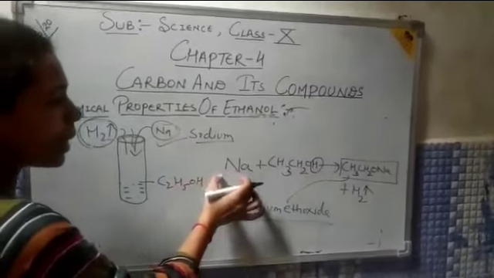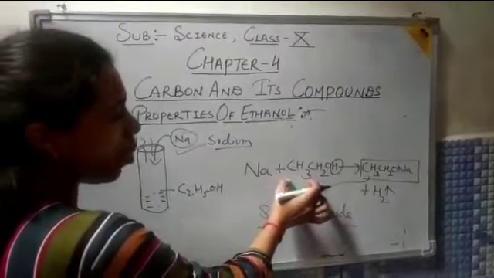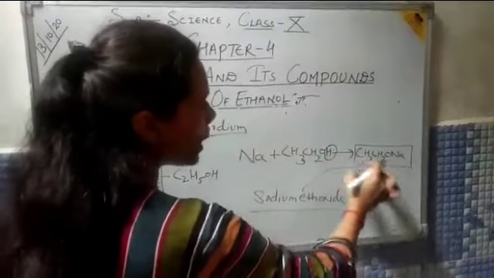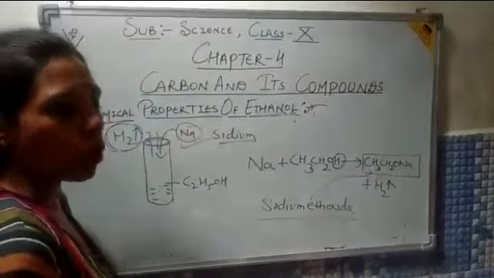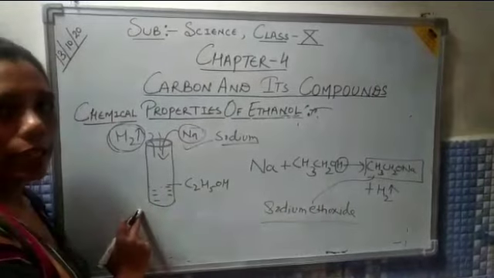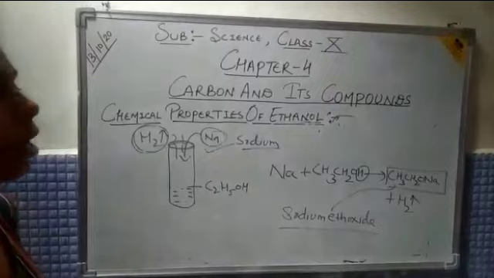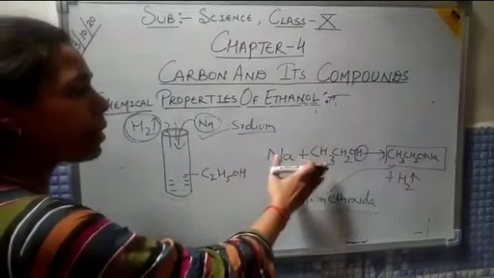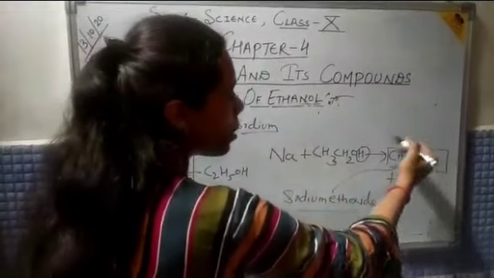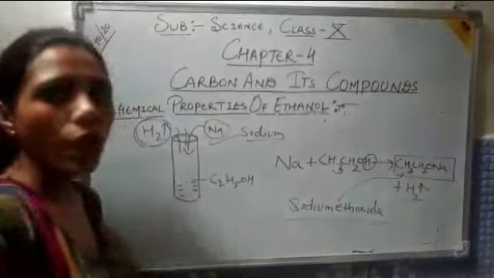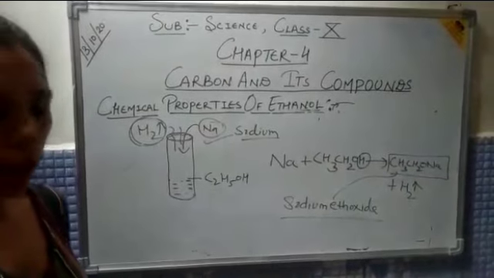When you react sodium with ethanol, what happens? We get one product that is called sodium ethyl oxide, along with hydrogen gas liberated. So you have understood, this is the first chemical property of ethanol. When we add sodium to ethanol, we get the product sodium ethyl oxide along with hydrogen gas liberated. Understood, student?